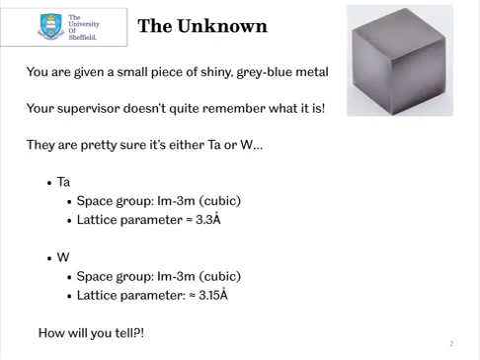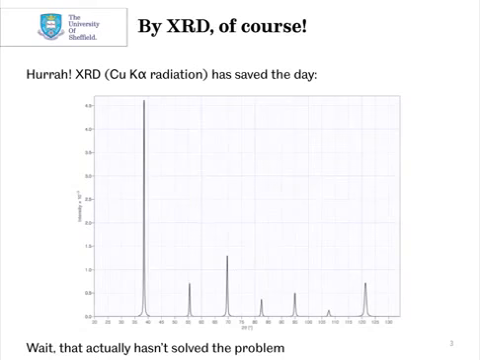Tantalum and tungsten both have a very similar space group, Im-3m, both body-centered cubic, and the lattice parameters are quite similar as well: 3.3 angstroms for tantalum and around 3.15 angstroms for tungsten. So how are you going to tell what this metal is? Well, the one thing you can do obviously is do some XRD on it.